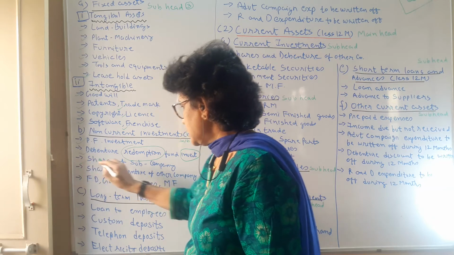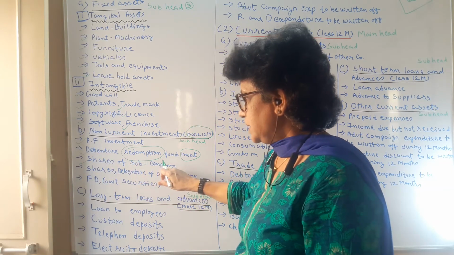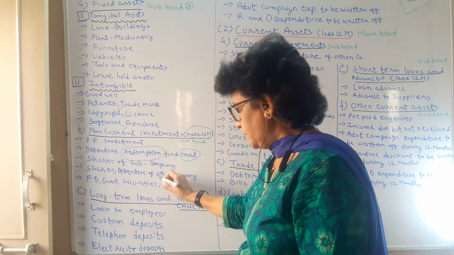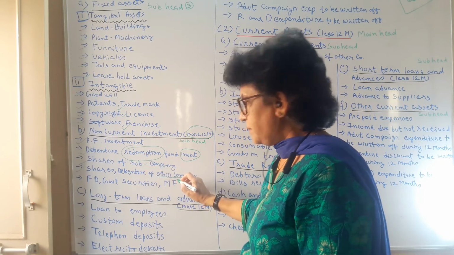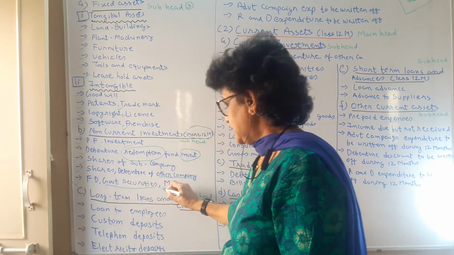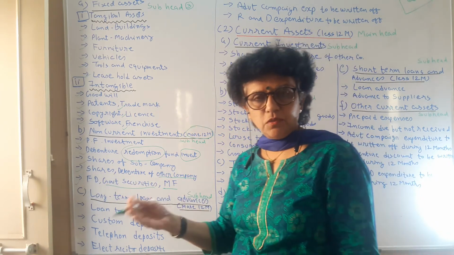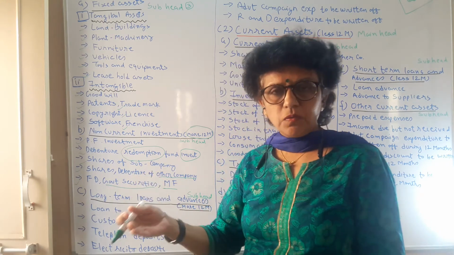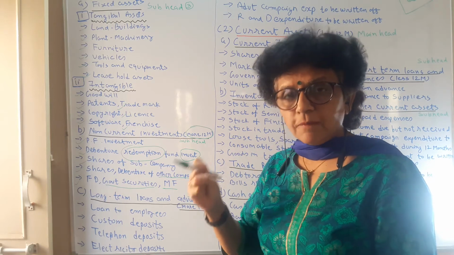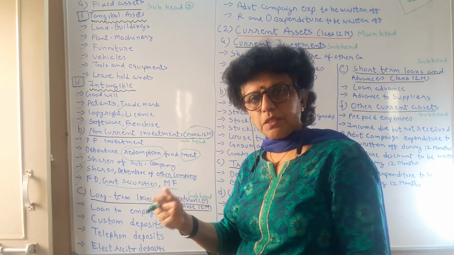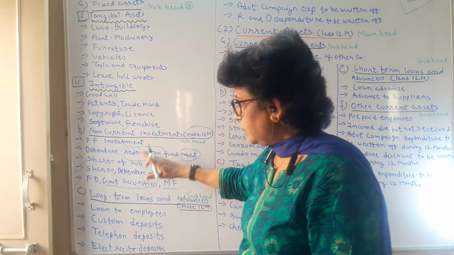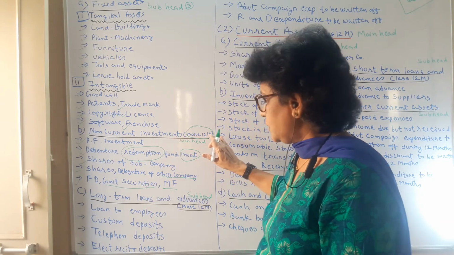Then the shares of a subsidiary company. If you are holding shares of any subsidiary company, that is your asset. Then the shares and debentures of other companies, not a subsidiary but any other company. You may have a fixed deposit, government securities and mutual funds. Nowadays, as you know, the Sensex is more than 50,000, so everyone is tempted to invest in the stock market or in mutual funds. So these are your non-current investments of more than 12 months.